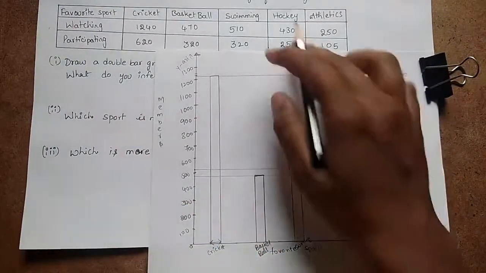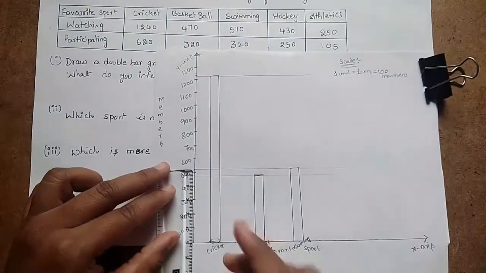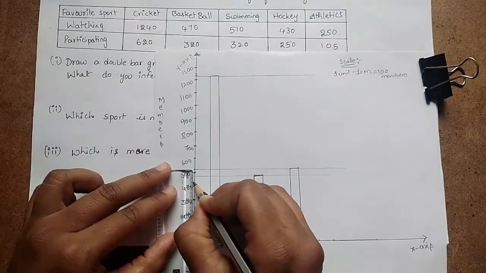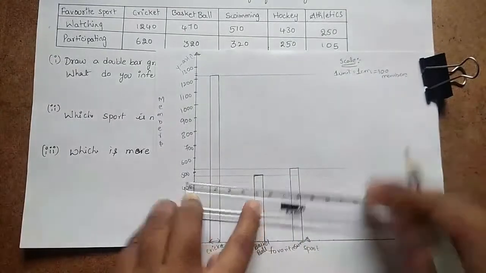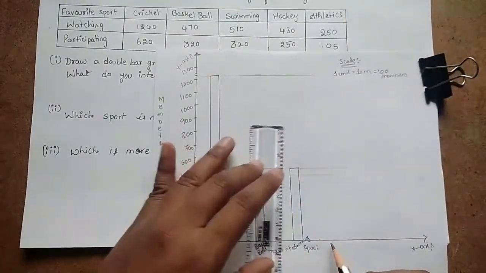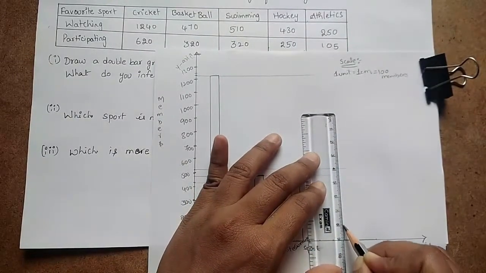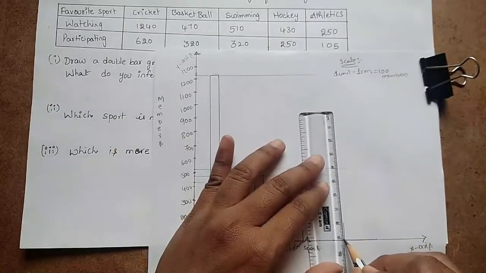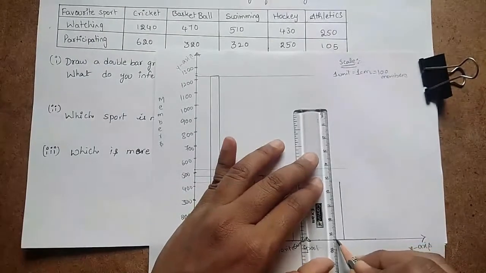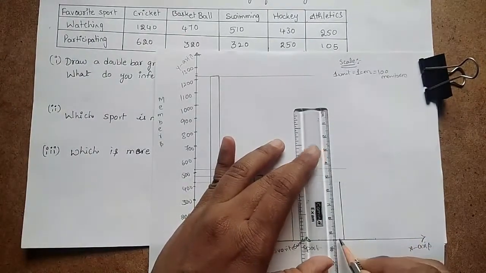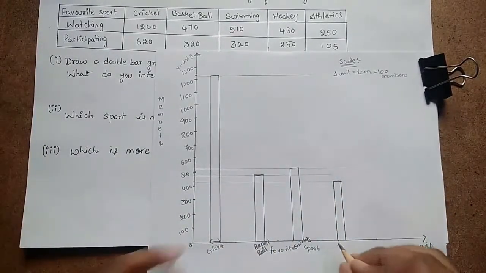Next, coming to the hockey. Hockey is nothing but 430. This was the 400. 30 is nothing but 3. 1, 2, 3. So here also take a small line like this, 430. So take a small width for this, 0.5 mm. So this was about the hockey.